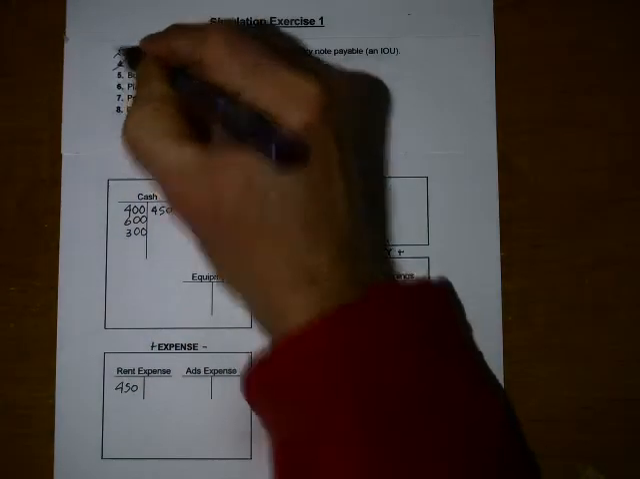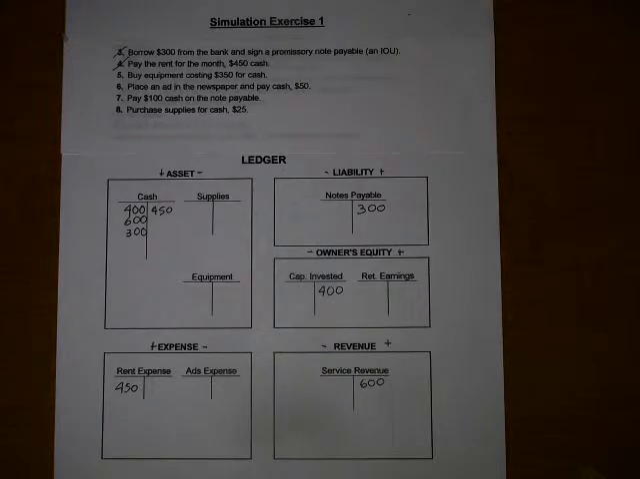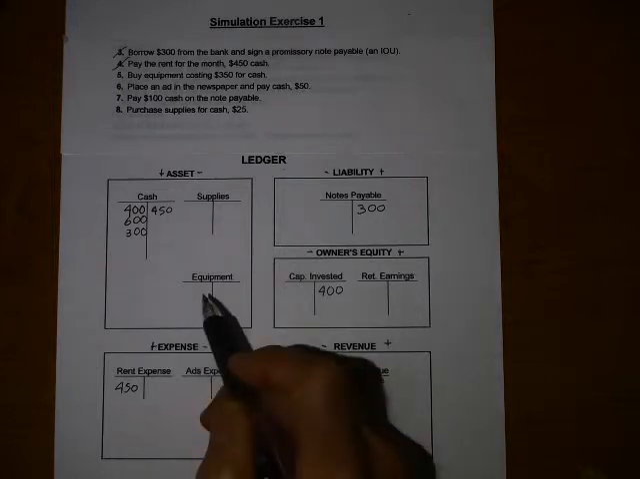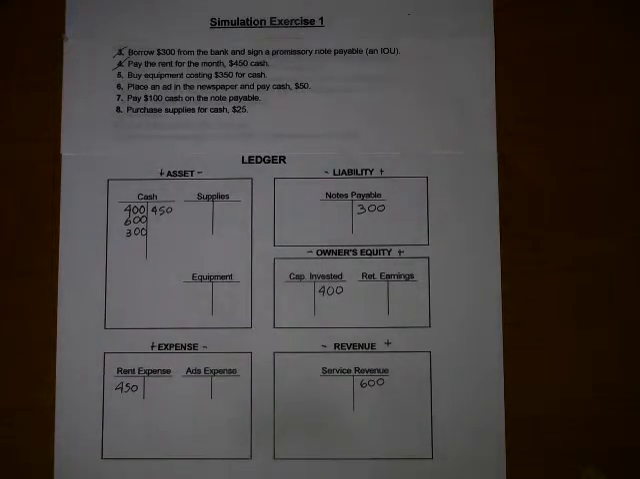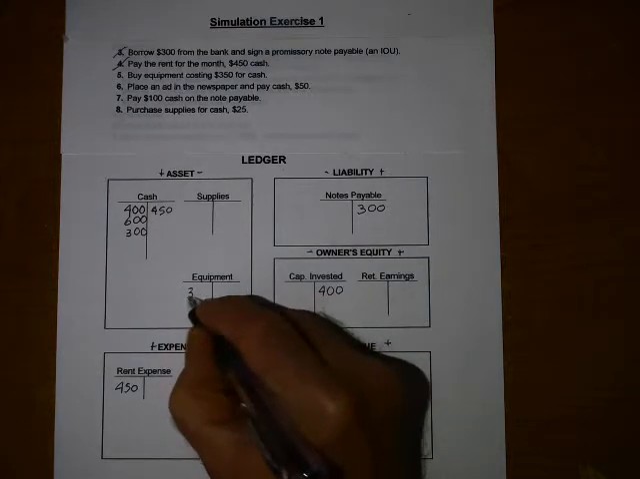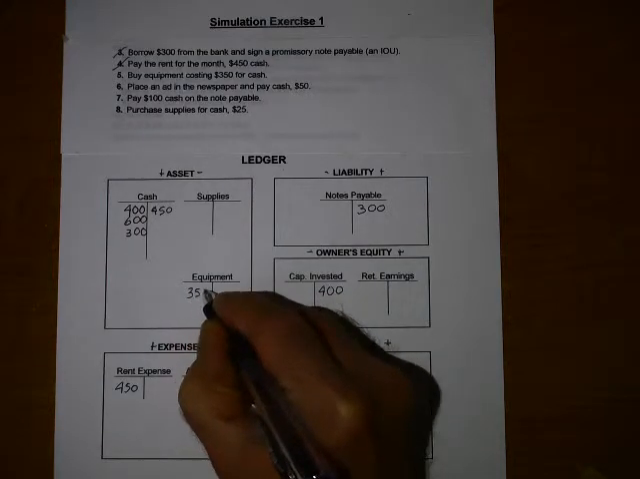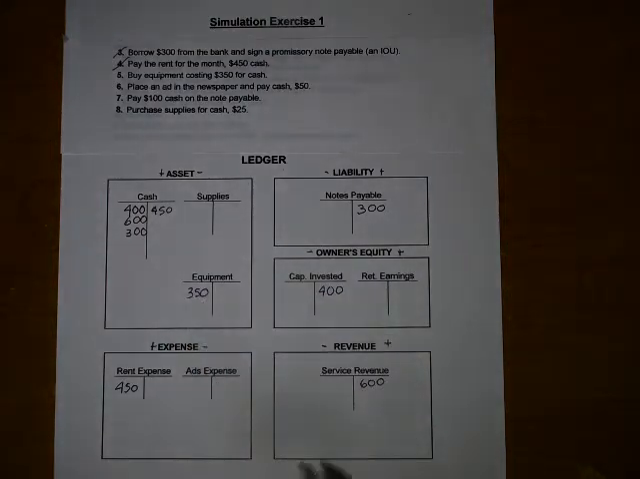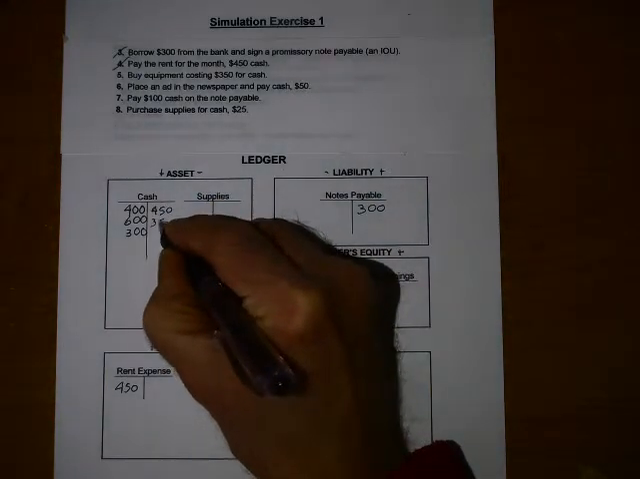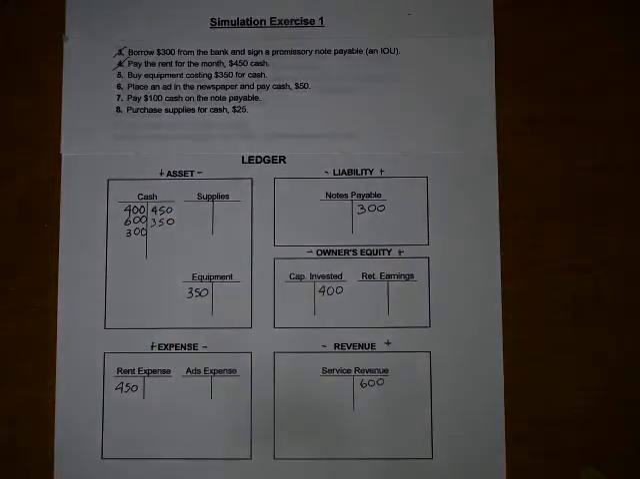Next transaction, we buy equipment costing $350 cash. Well, our two accounts involved are equipment and cash. And equipment is increasing, but cash is decreasing. Equipment increases as a left or a debit. Cash decreases as a right or a credit. Takes care of that one.